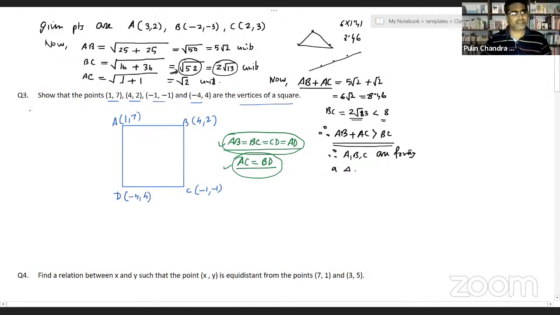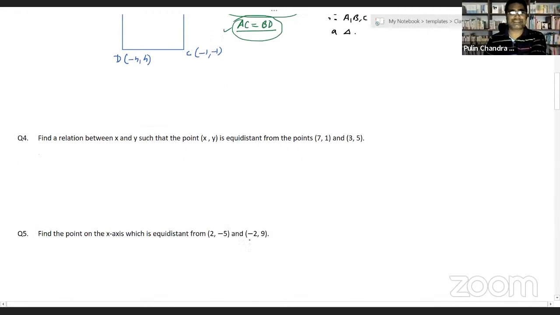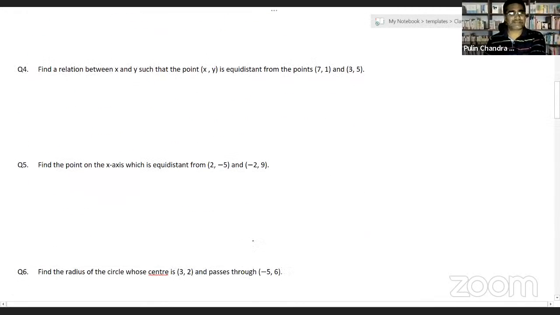So this part will be for you. You please work out and check whether you get that this is a square or not. Because it is written so, then definitely it will be a square only. Okay, so let's move on to the next question.